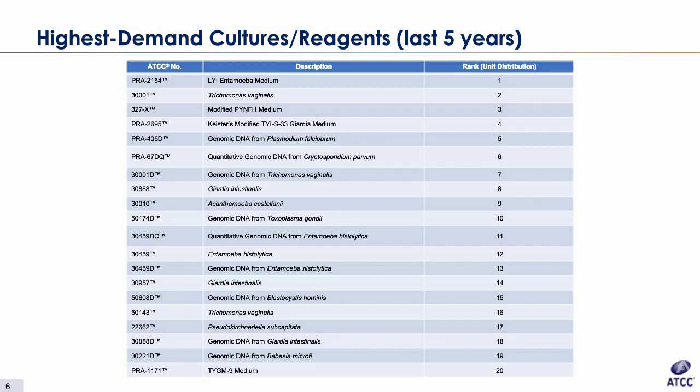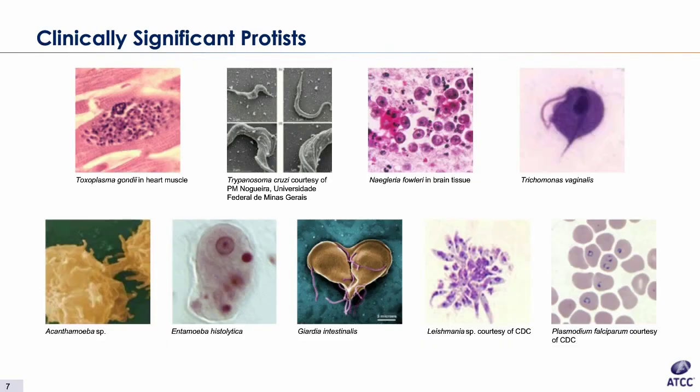Now, there are a number of clinically significant protists, so we have to spend a couple of minutes talking about this because they impact people's lives. They can cause human disease, and that is definitely significant. So let's go over a few of these examples. In the lower right here, we have Plasmodium falciparum, the malarial parasite, which sickens millions of people every year. It's a very big problem.